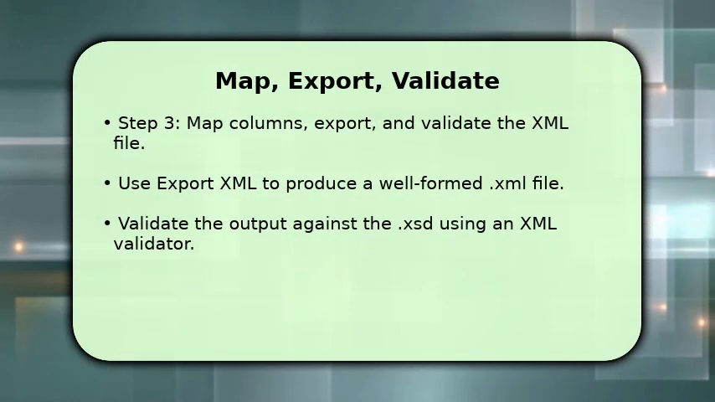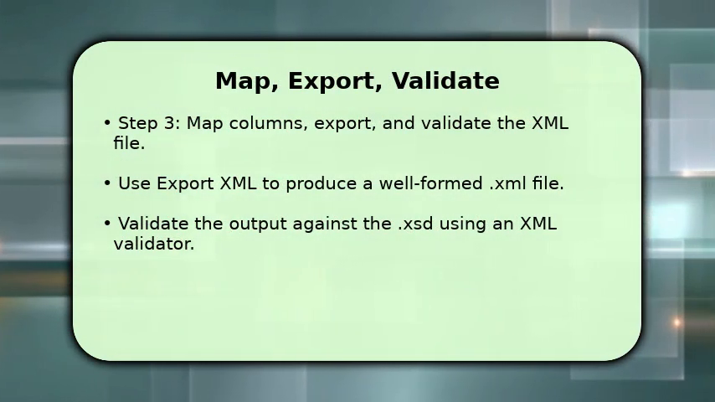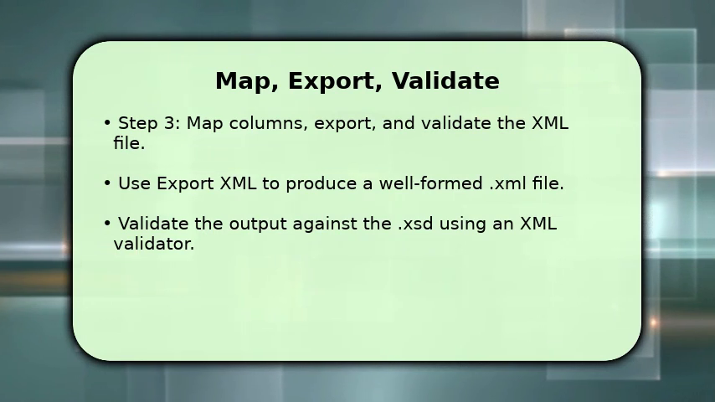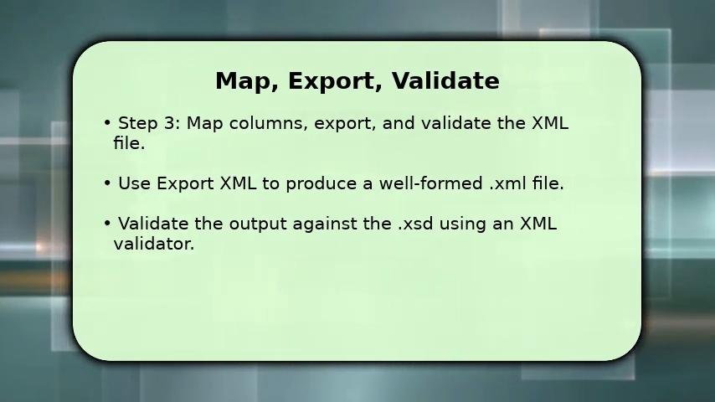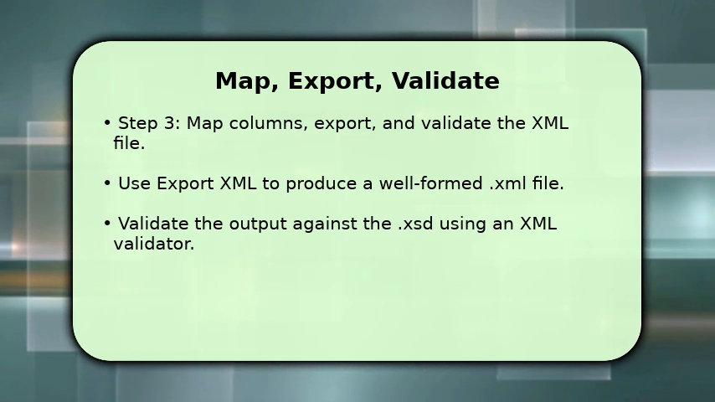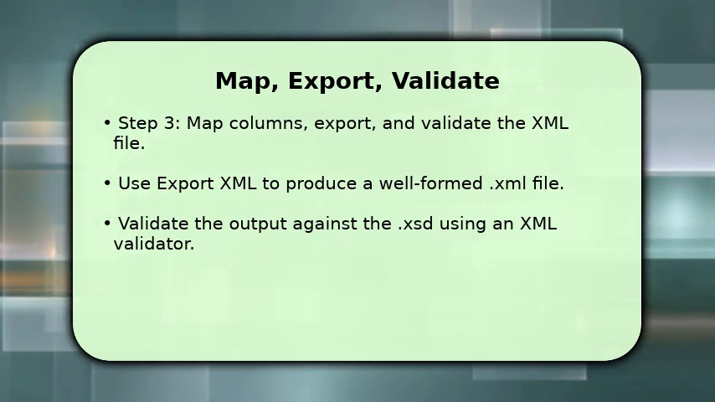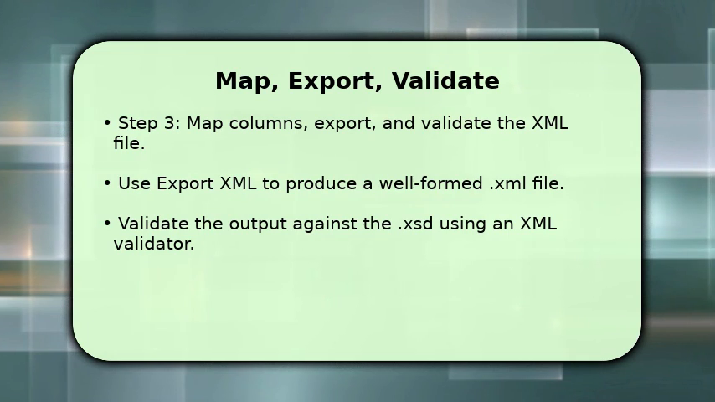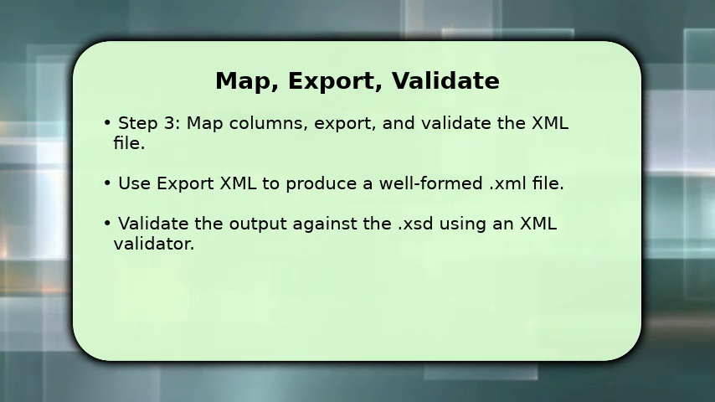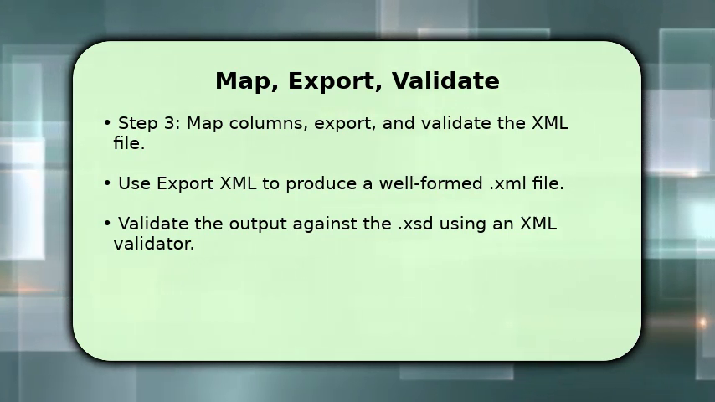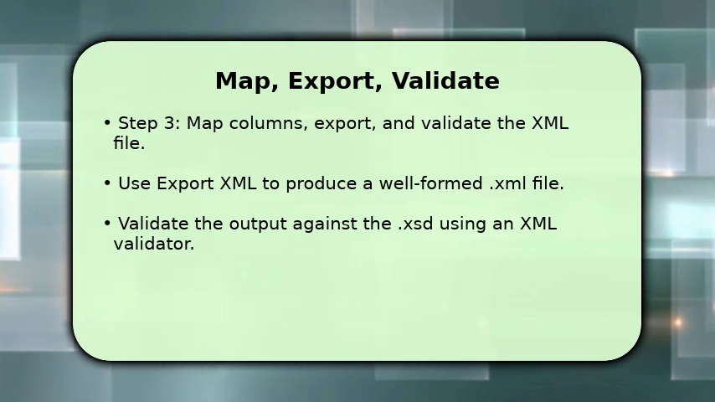Step 3. Map columns, export, and validate the XML file. After mapping, select Export from the Developer XML group and choose a file name such as Data Export.xml. Use Export XML to produce a well-formed XML file. Excel writes elements in the order and nesting defined by the schema.